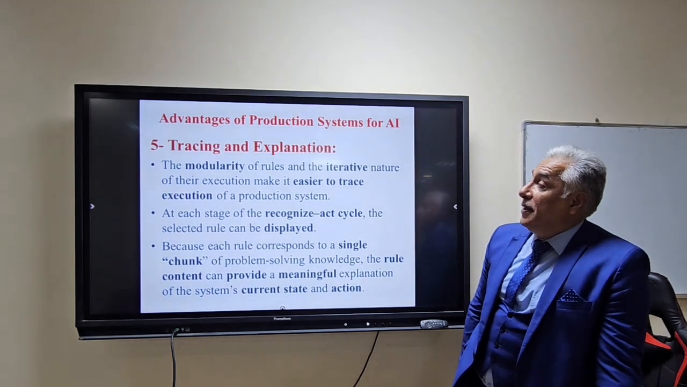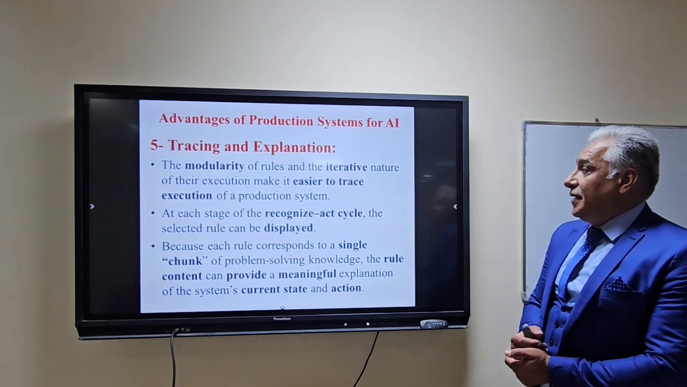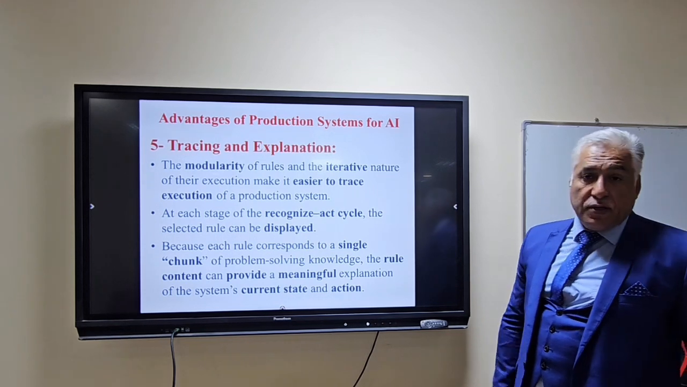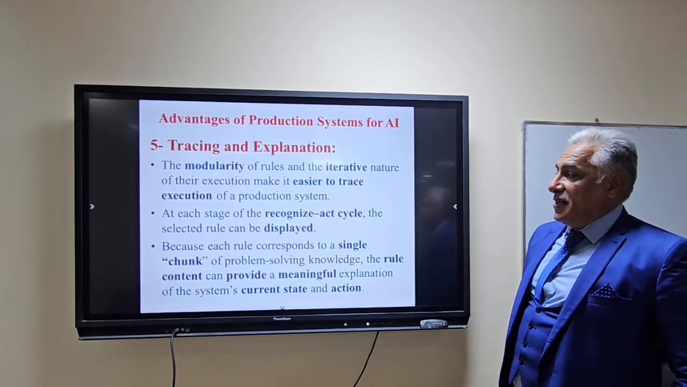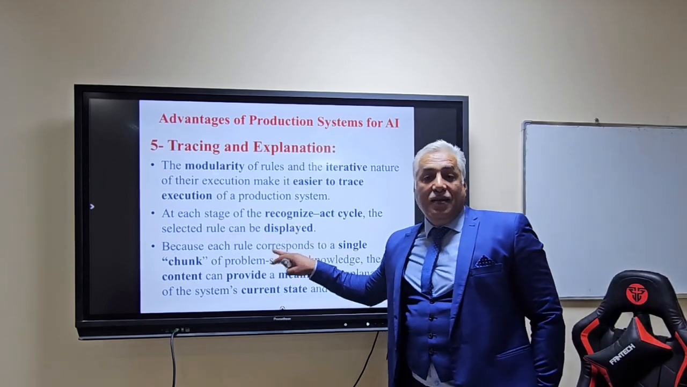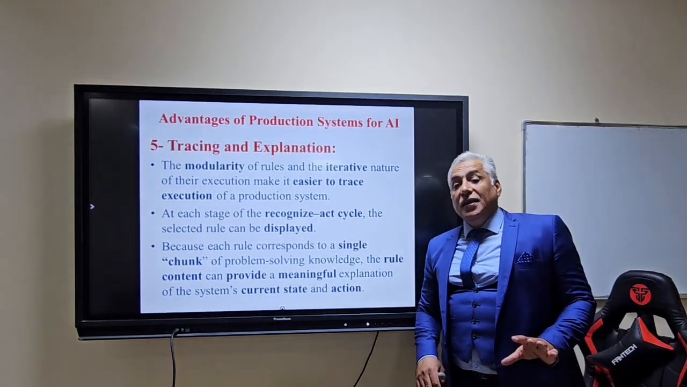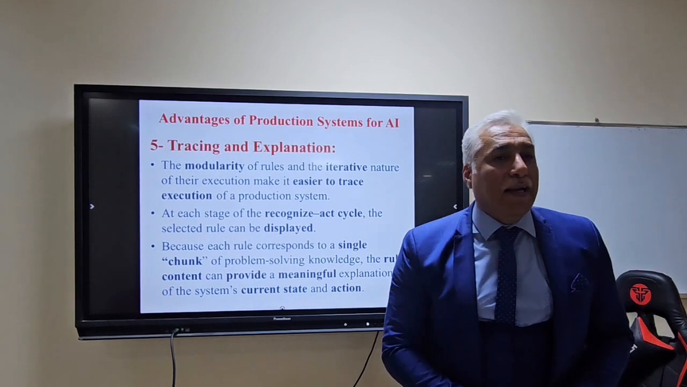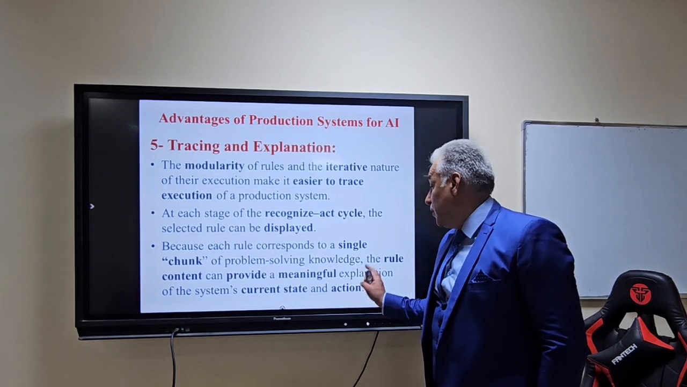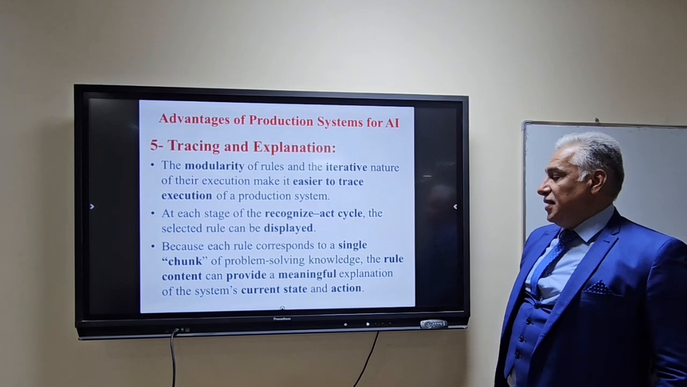The fifth one, tracing and explanation. The modularity of rules and the iterative nature of their execution make it easier to trace the execution of a production system. At each stage of the recognize-act cycle, the selected rule can be displayed, and this manner will help avoid getting stuck in an error. Because each rule corresponds to a single chunk of problem-solving knowledge, the rules can provide a meaningful explanation of the system's current state and actions.